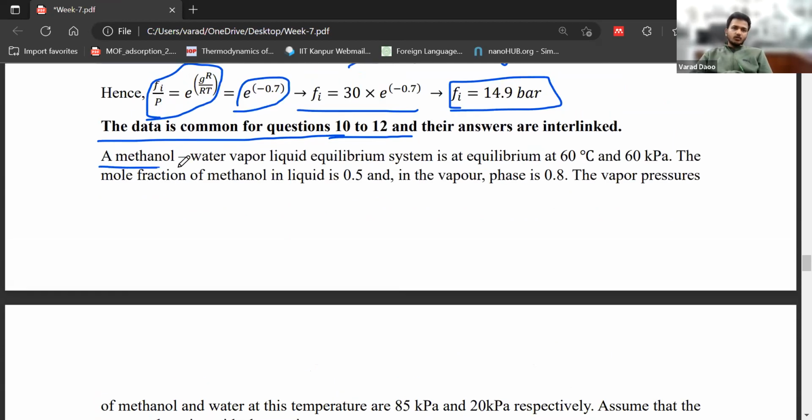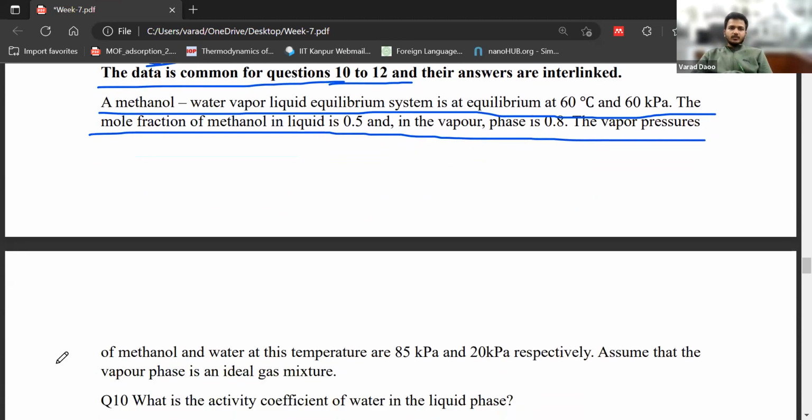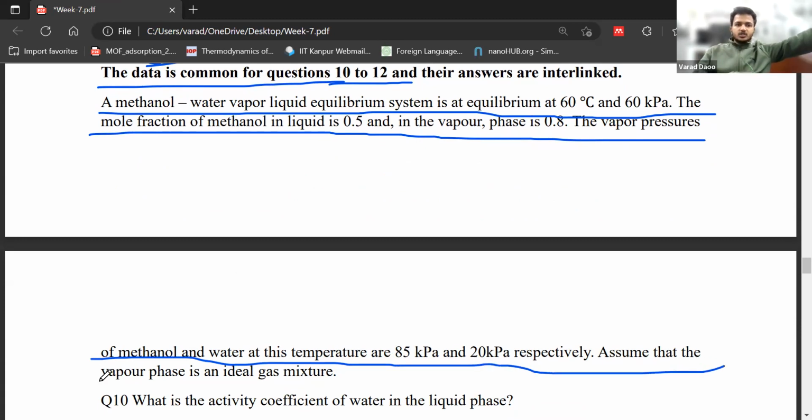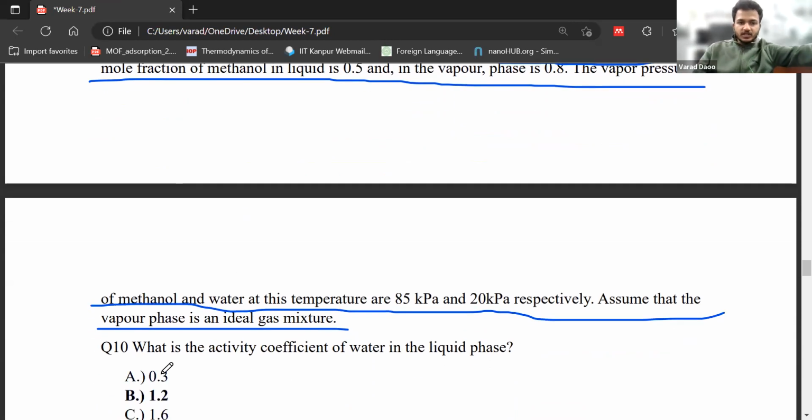We are given a methanol-water vapor-liquid equilibrium system at equilibrium at 60 degrees centigrade and 60 kilopascal. The mole fraction of methanol in the liquid is 0.5 and in the vapor phase is 0.8. The vapor pressures of methanol and water at this temperature are 85 kilopascal and 20 kilopascal respectively. Assume that the vapor phase is an ideal gas. What we are asked to find is the activity coefficient of water in the liquid phase.